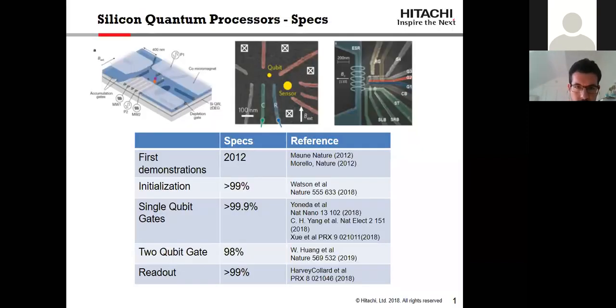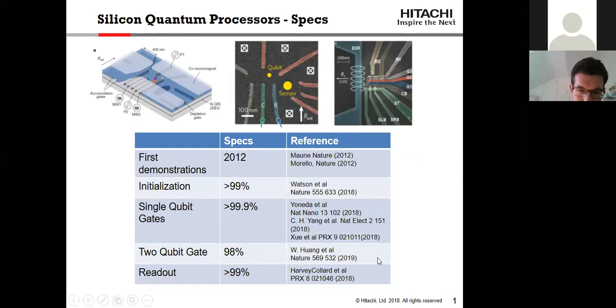Okay, good. So a very brief recap of the state of the art of silicon quantum processors, just to give you a bit of perspective of where the field is going. Just to recall that the first demonstration of a spin qubit happened in 2012. And now the different steps such as initialization, single qubit gates, 2 qubit gates, and readout fidelities are approaching the requirements for error correction, for fault tolerance.